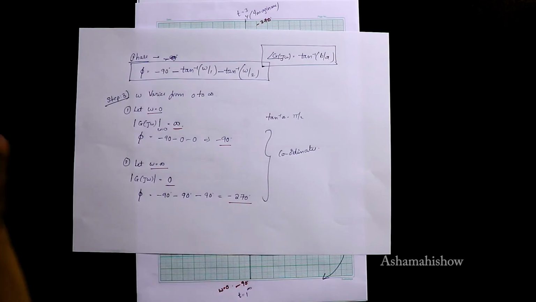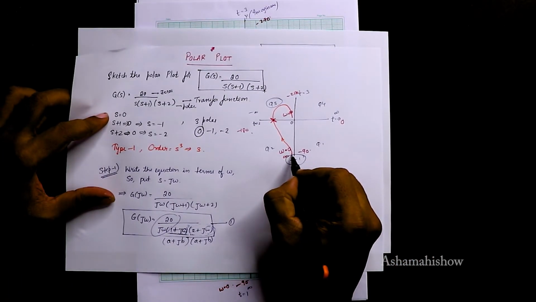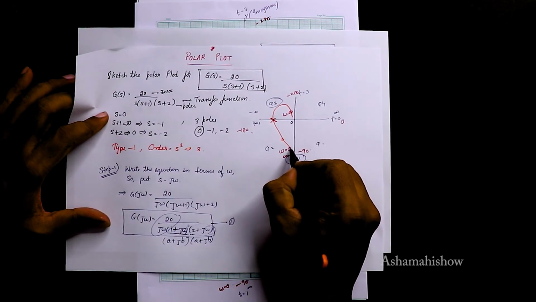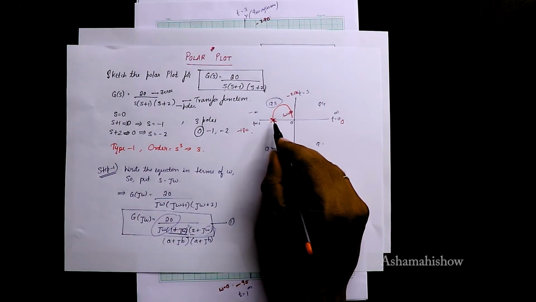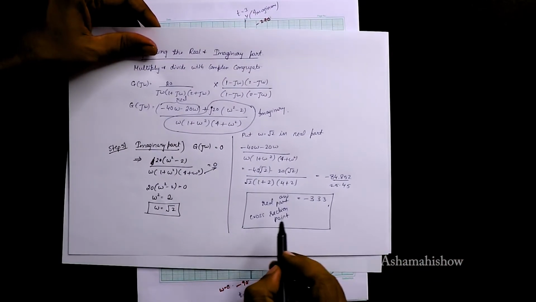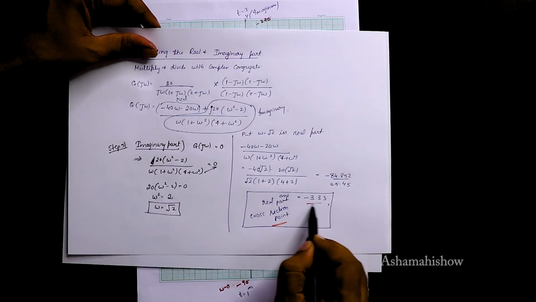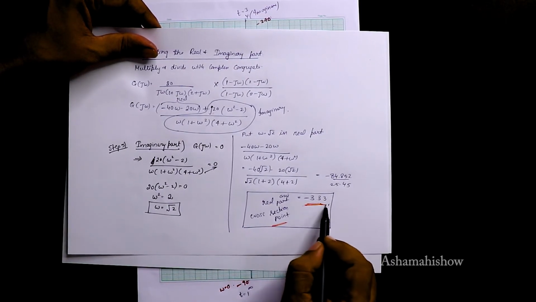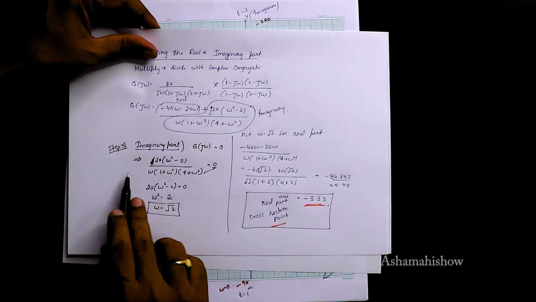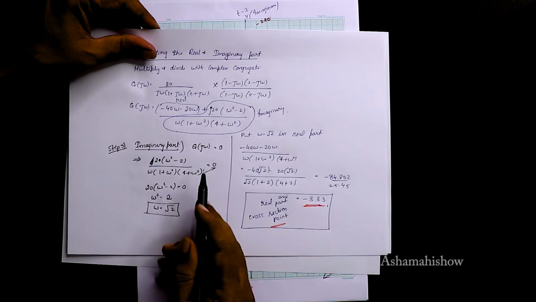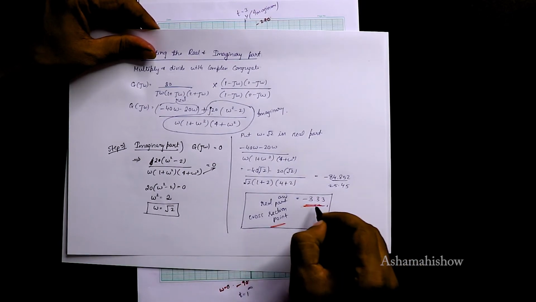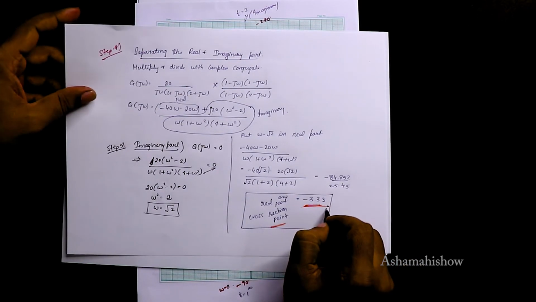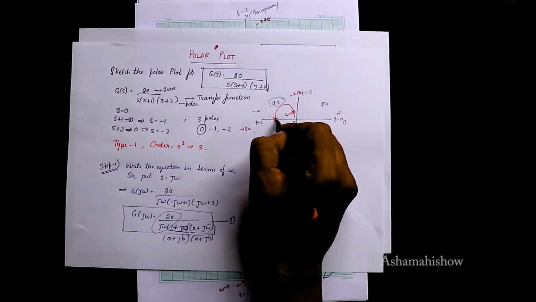So that was the reason. What I am saying is, your polar plot will start from infinity. It crosses the real axis at the point which we got as minus 3.33. When we put the imaginary part of G equal to 0 and put omega equal to root 2 in the real part, we got this minus 3.33. So that was the real axis point where it is cutting.